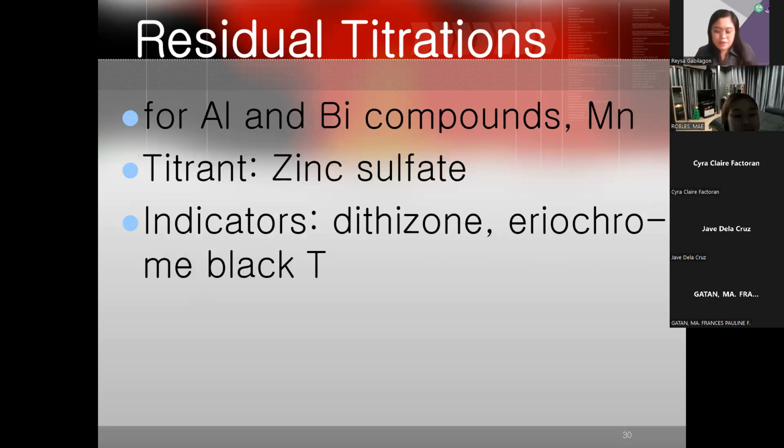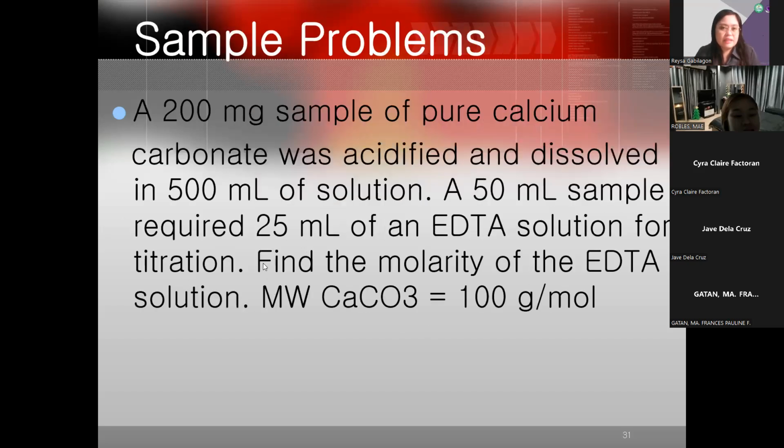For residual titration, we also call this indirect titration, wherein we have the analyte and it will be added with an excess titrant or volumetric solution. And then the excess volumetric solution will be titrated with another titrant. Okay? So here, we do residual titrations if we want to quantify aluminum and bismuth compounds or even magnesium. Our titrant here is zinc sulfate. Now, how about the indicators? The indicators can either be dithizone and Eriochrome Black T.